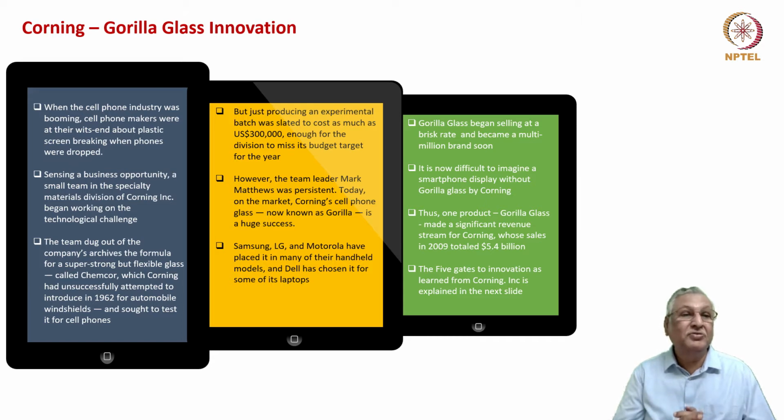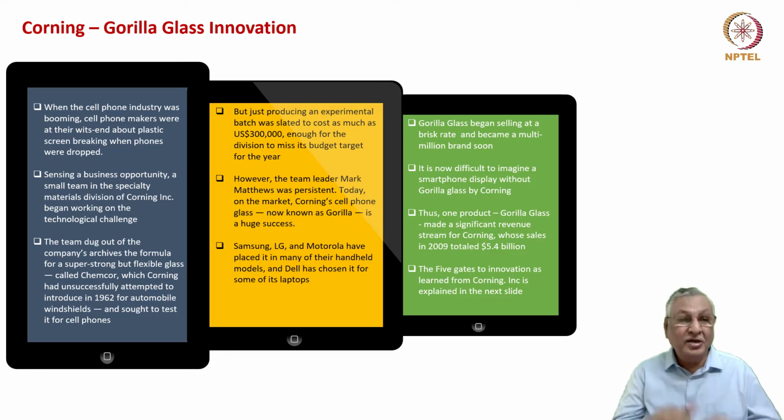When the cell phone industry was booming, cell phone makers were generally having plastic bodies, and they were at their wits' end as to how to protect this plastic, because plastic was liable for breakage whenever the phone fell down. And more dangerously, the display itself, the costliest piece of the phone, was going to break. So Corning was a company which was very much into the art and science of making beautiful glass. So a small team in the specialty materials division of Corning Inc. began working on the technological challenge of protecting the glass.